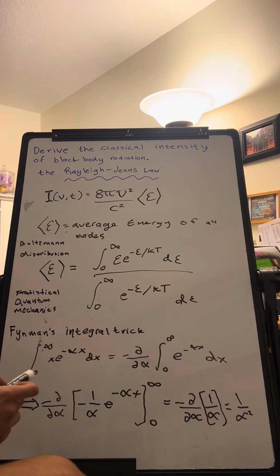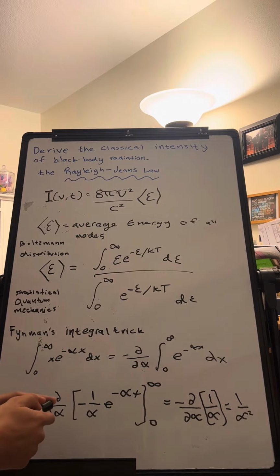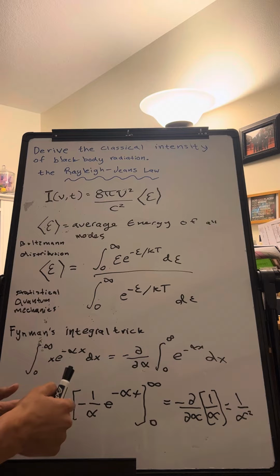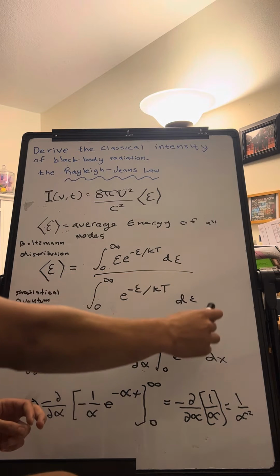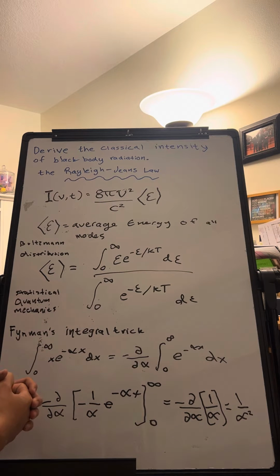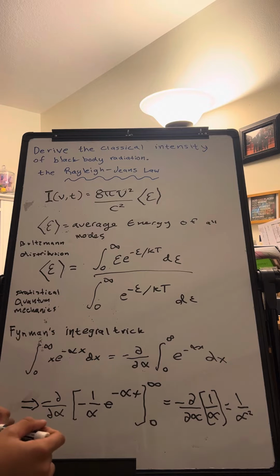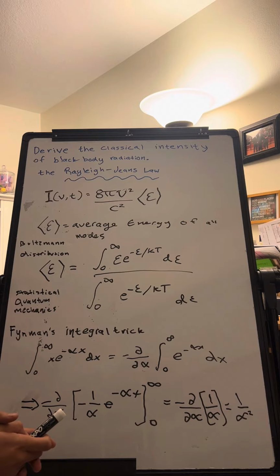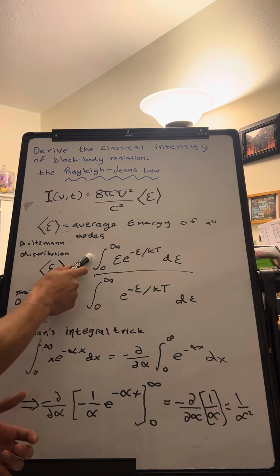So the Boltzmann distribution equation says that the average energy of all modes is equal to these two integrals. And this is using statistical quantum mechanics. So the first step is to solve these integrals. I'll start with the one on top.